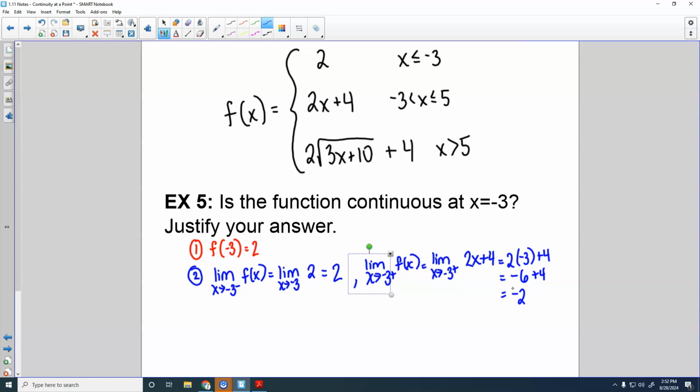Does the limit as x approaches -3 of f of x exist? It does not, because you're not getting the same number from both sides. So this question, notice, didn't say prove. It said, is it continuous? Justify your answer. So it's not continuous. So we're going to say, therefore, the limit as x approaches -3 of f of x does not exist.